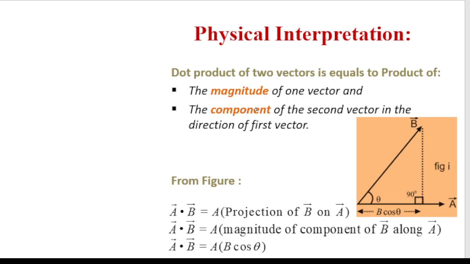Physical interpretation. Dot product of two vectors is equal to the product of the magnitude of one vector and the component of the second vector in the direction of the first vector. From the figure, A dot B is equal to magnitude of vector A into projection of B on A. A dot B is equal to A into magnitude of component of B along A. A dot B is equal to magnitude of vector A into magnitude of vector B cos theta.